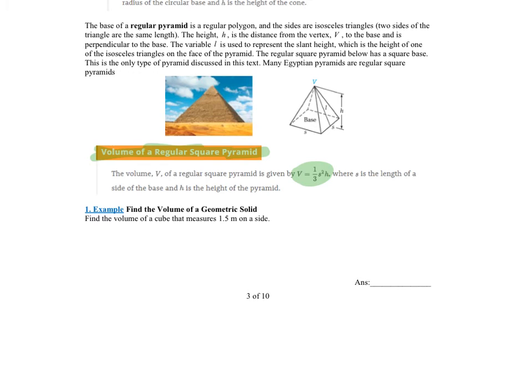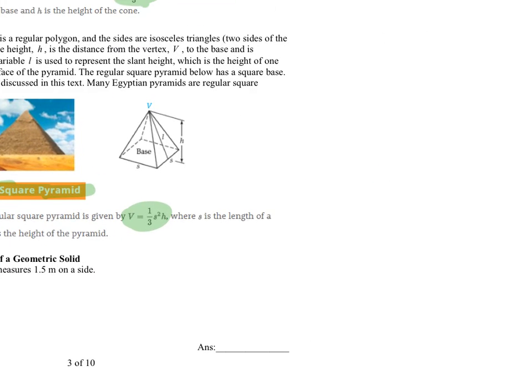So how do we do these problems? Absolutely no different than we've done any of the other problems. Let me go ahead and write it down. Step 1, identify the variables. Step 2, identify the formula.